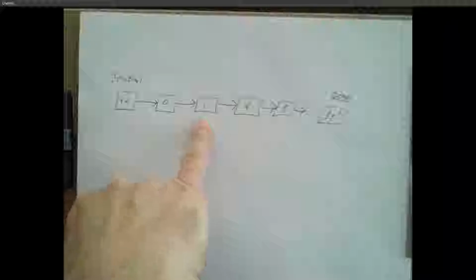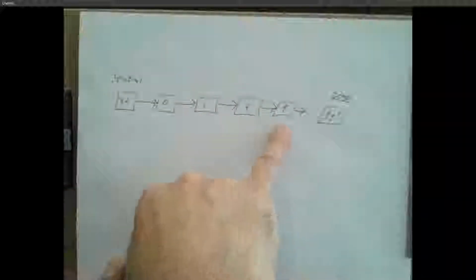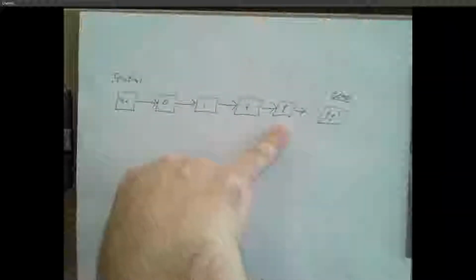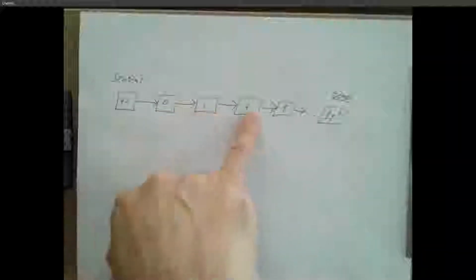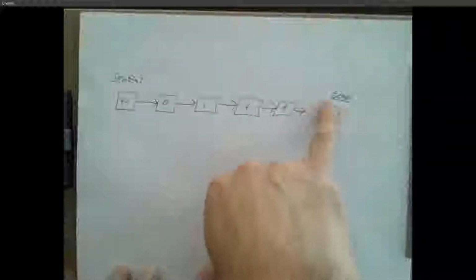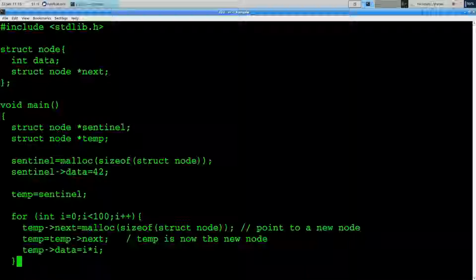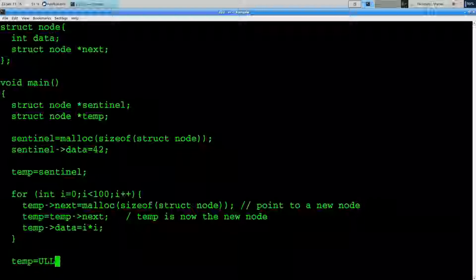I don't have a variable pointing to this or that or this, but I can still get to those nodes because I have something pointing to this first node. And from there I can get to the second, and I can get to the third and the fourth and all the way up to the last one. And in fact I can get rid of temp completely. And we can still get to all the nodes.